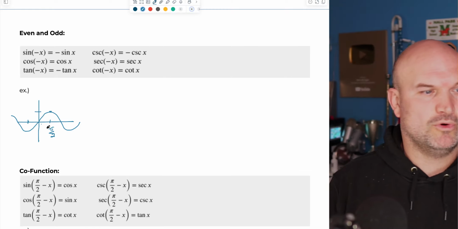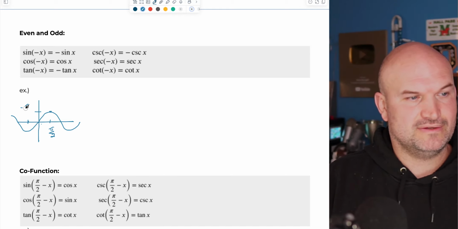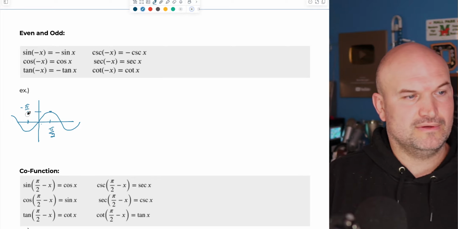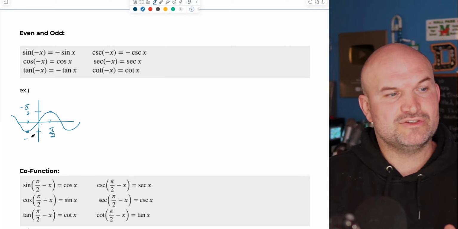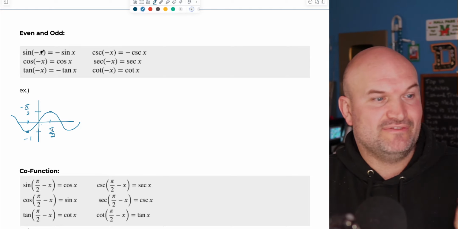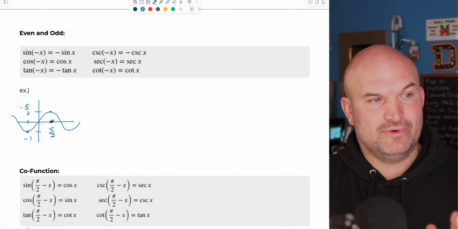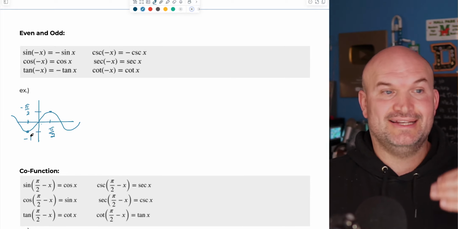So what they're saying is, well, what about at negative pi halves? So if you look at negative pi halves, what is our value? Our value is going to be negative 1. So you can see when I take the sine of a negative angle, the sine of pi halves, we know, is 1. The sine of negative pi halves, you can see, is also going to be negative 1.